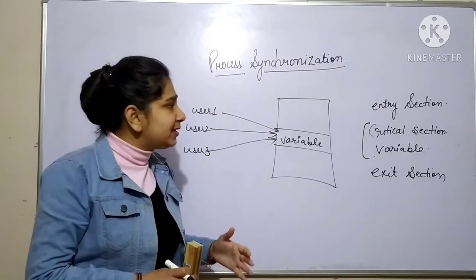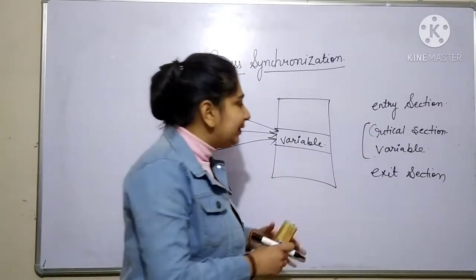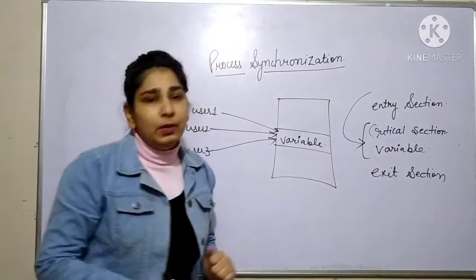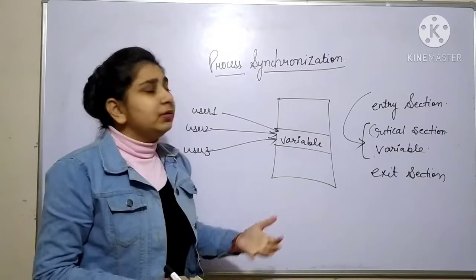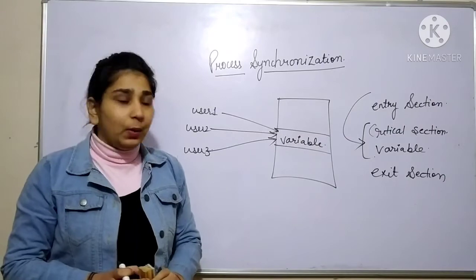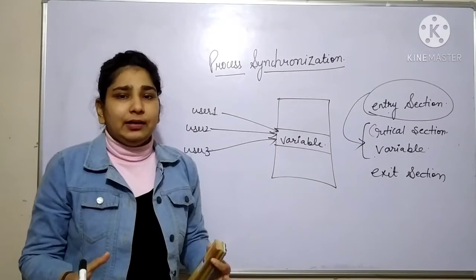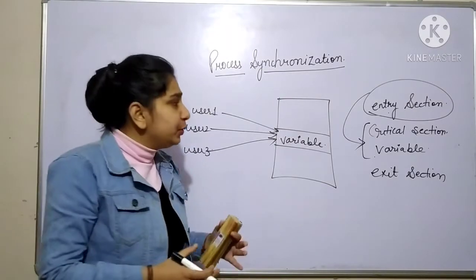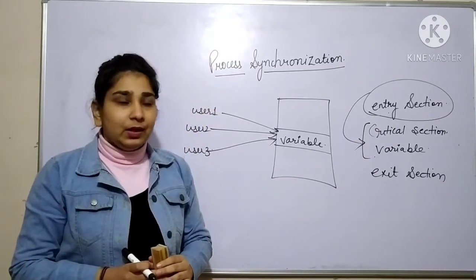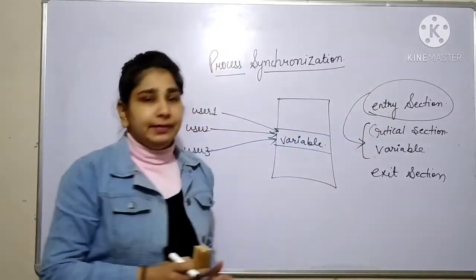If your user request is able to fulfill the condition of the entry section, only then can it access the variable. Otherwise, your user request cannot access the variable. So with the help of the entry section, you are controlling how many user requests can access the shared variable. That's why the entry section is important.